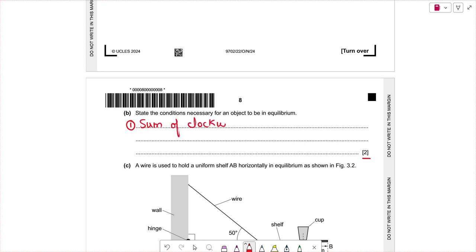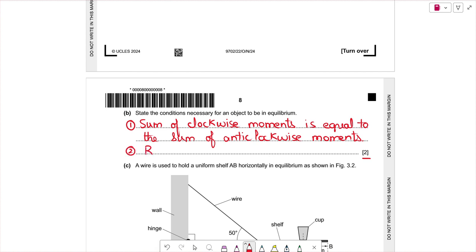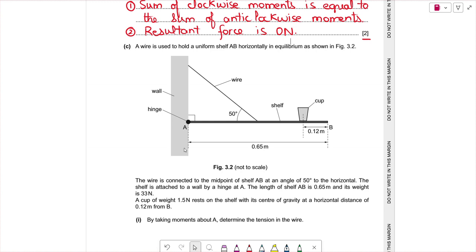Sum of clockwise moments is equal to the sum of anti-clockwise moments. And the second point is the resultant force should be zero. Resultant force is 0 Newton. Or the sum of upward and the downward forces will be equal, or the sum of leftward and the rightward force. So basically, the resultant force is 0 Newton.